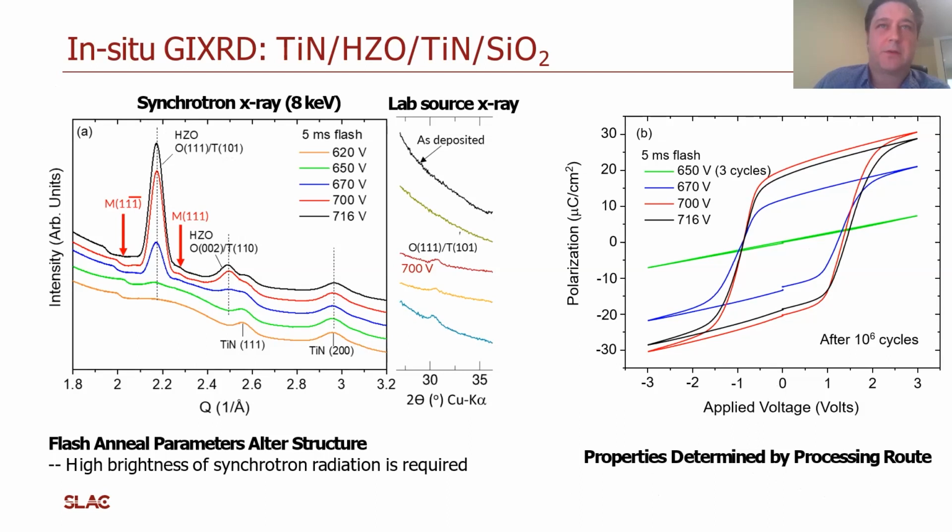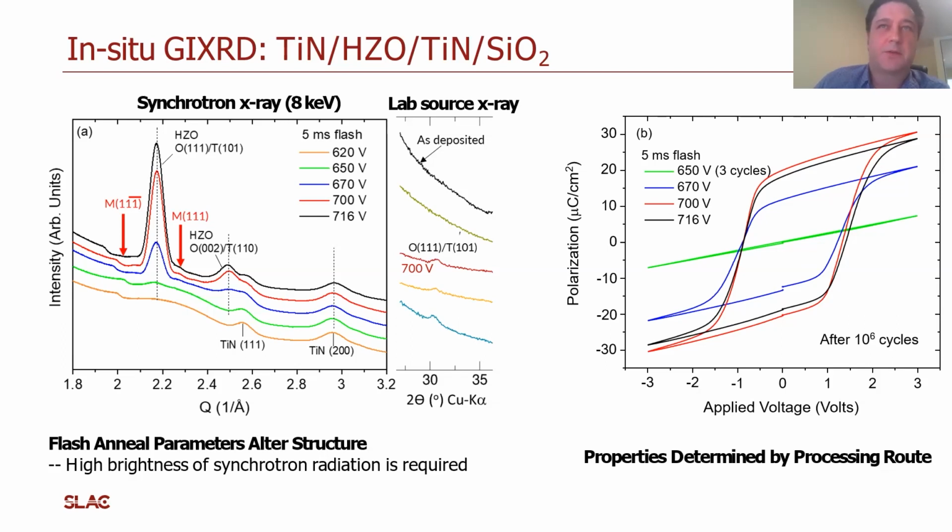The figure on the left shows grazing incidence X-ray diffraction patterns of titanium nitride HZO titanium nitride fused silica stacks for a 5 millisecond flash pulse at different flash voltages. The plot presents intensity in arbitrary units versus reciprocal lattice vector in inverse angstroms. It's clear from the changes in the diffraction patterns that the flash annealing parameters alter the structure. In particular, we observe the increase in the peak near 2.2 inverse angstroms with increasing voltage, which is attributed to the orthorhombic 111 or tetragonal 101 phase. As ferroelectric polarization also increases with the flash voltage, the films contain a finite volume of orthorhombic phase.